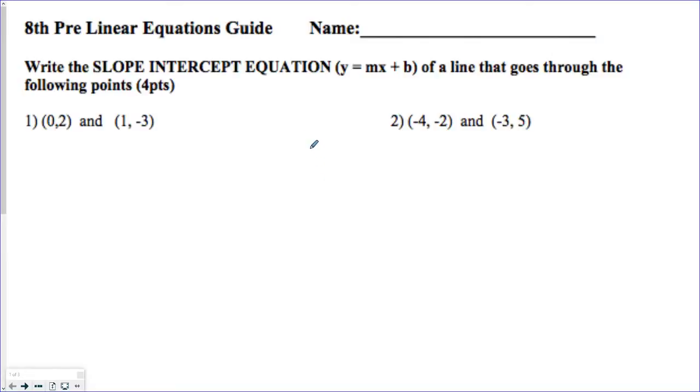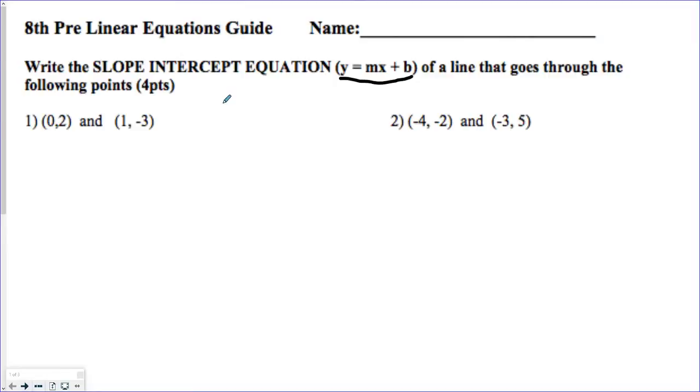So what we're finding here is this little slope-intercept equation of a line that goes through the indicated points given to us. So in this case, 0, 2, and 1, -3, and then this point and this point. So every line has an equation to go with it. Every line has an equation that describes it. And that's what we're trying to find out. We're saying if these 2 points are on a line, what's the equation of that line?